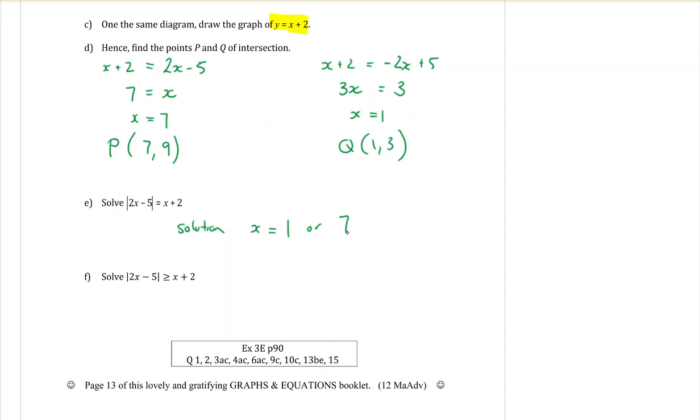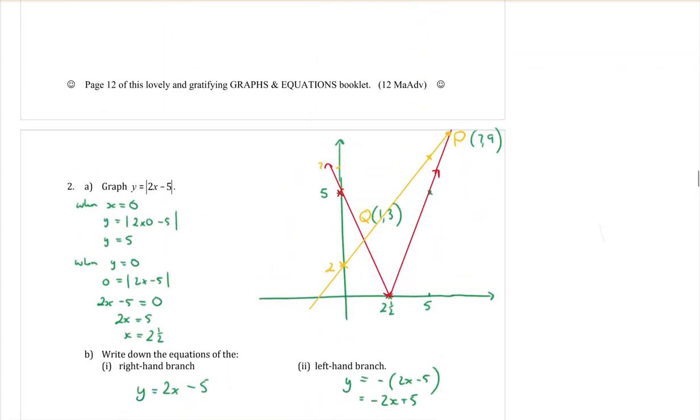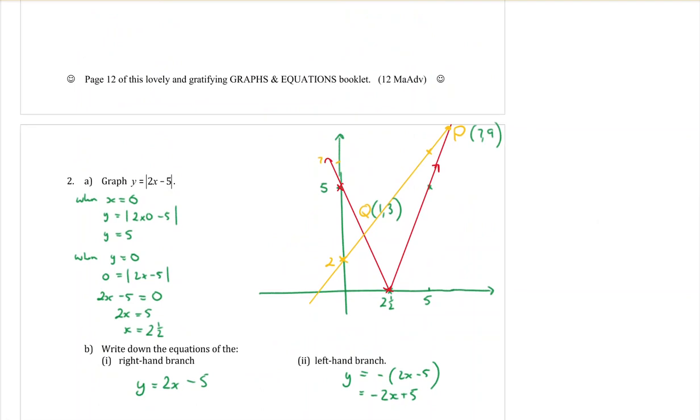But F now wants it as an inequality. Where is the absolute value graph greater than or equal to the straight line? Let's come back here and look at our graph for a second. You need to see these little bits out here a bit more. Just going to freehand that a bit. Okay, so I want to know where the absolute value graph, which is the red one, is above the yellow line. So that would be from the point of intersection, the red graph is above there. And it is above the yellow line here.